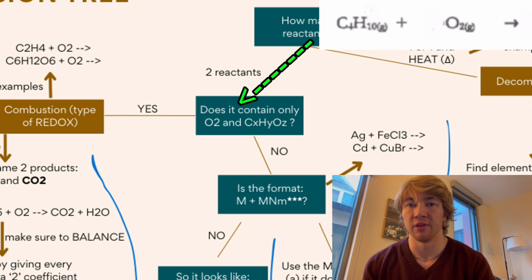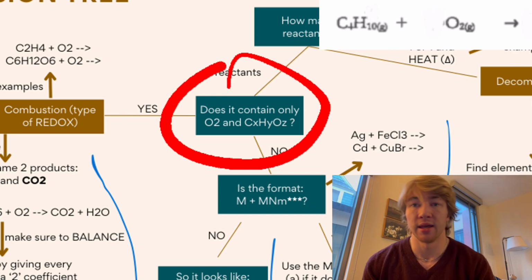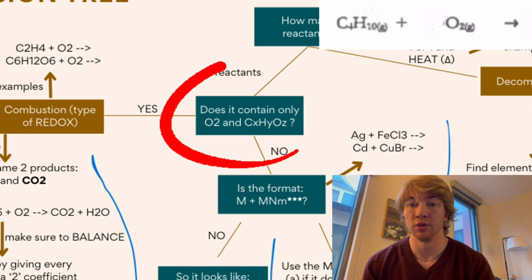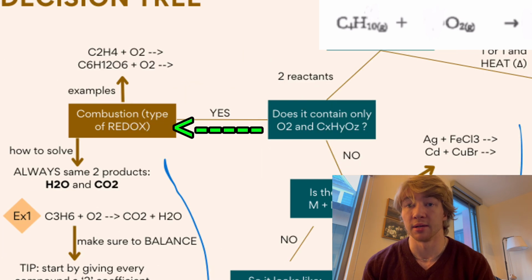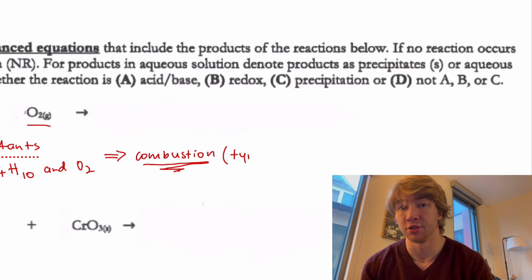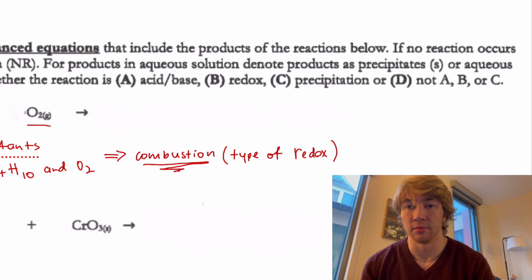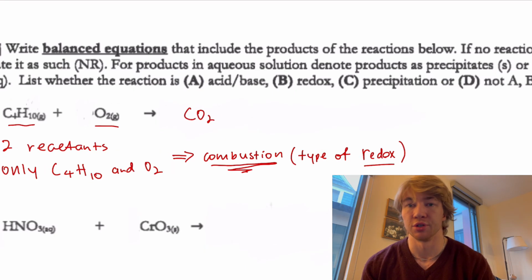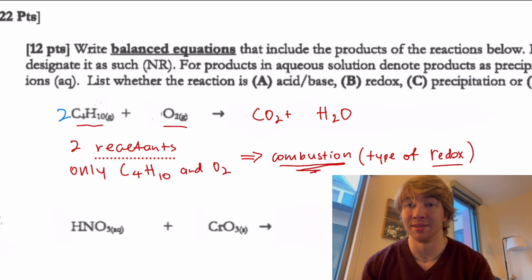In this case, they follow the form CxHy plus O2, which tells us definitively that this is going to be a combustion reaction, which is a subtype of redox, which means the oxidation states are going to change from products to reactants. Now, the nice thing here in combustion is that the products are always the same. They're just H2O and CO2. And the only real challenge here is to balance the reaction.